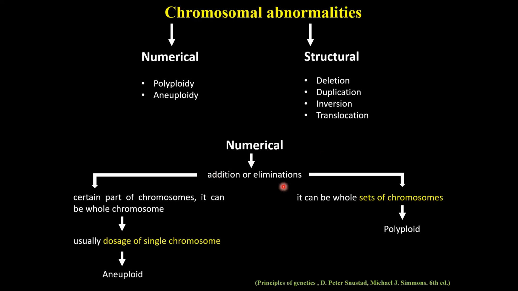When there is addition or elimination of a certain part of a chromosome, or addition or elimination of whole sets of chromosomes, we call it a numerical abnormality. In numerical abnormalities, whenever we talk about changes in the dose of a single chromosome, we call it aneuploid. And when we talk about changes in the whole set of chromosomes, whenever we use the term sets of chromosomes, then we call it a polyploid.